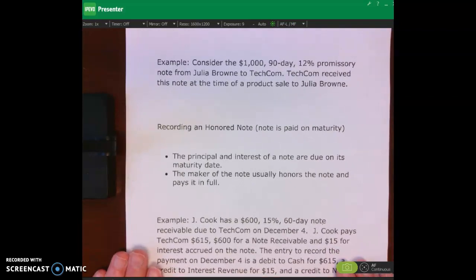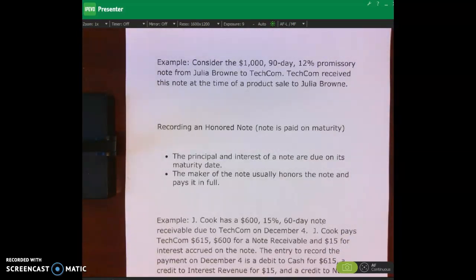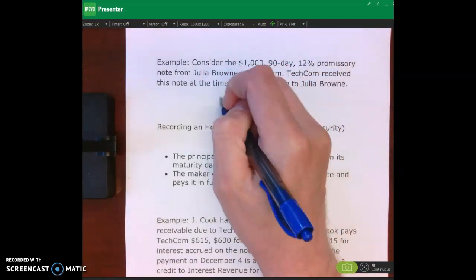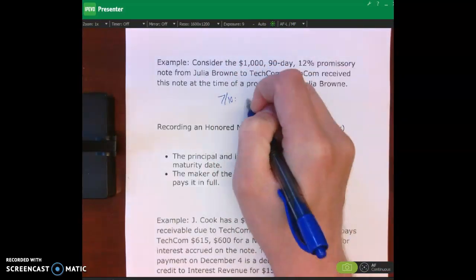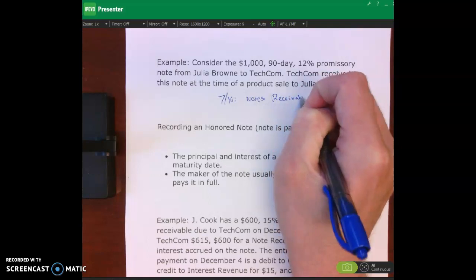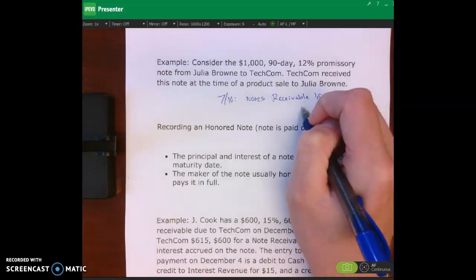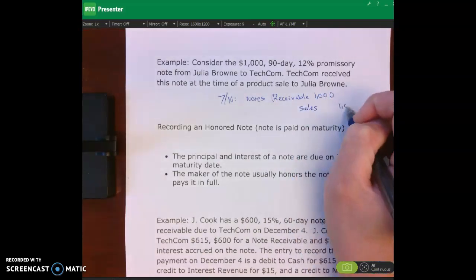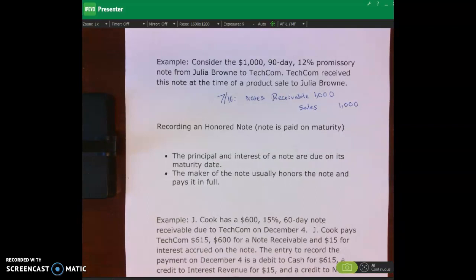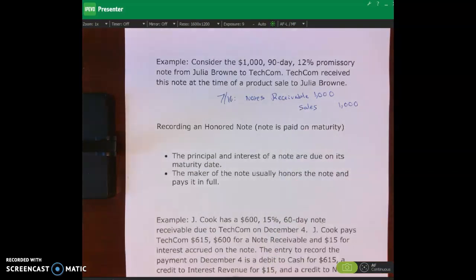But let's come back over here and look at our journal entry for our notes receivable from Julia Brown. So remember that example, we had that $1,000, 90-day, 12% promissory note from Julia Brown. Let's talk about that journal entry. It was on July 10th, so we say 7/10, and we're going to debit notes receivable for our $1,000, right? And then we credit sales for $1,000. So it's basically a sale on credit, right? Just like what we did with accounts receivable, but rather than debiting accounts receivable, we debit notes receivable. Okay?